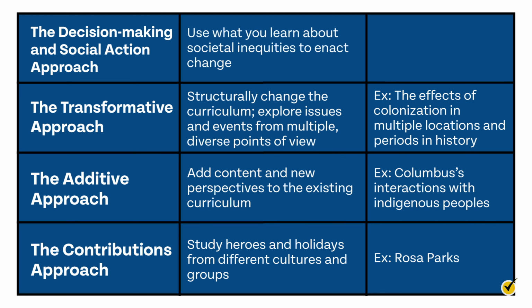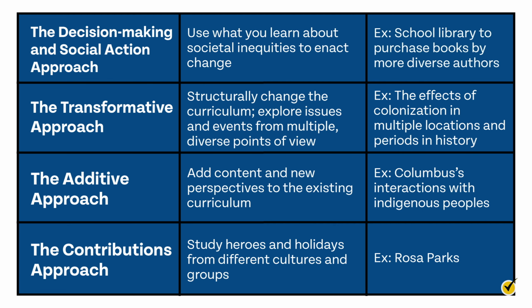In this approach, students are encouraged to use what they learn about societal inequities to become agents of social change. They study issues, gather data, and formulate plans to enact change in tangible ways. For example, after learning about how some cultural perspectives are underrepresented in school literature, students may lead an initiative for the school library to purchase books by more diverse authors.